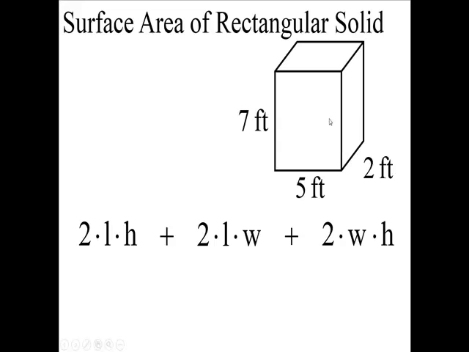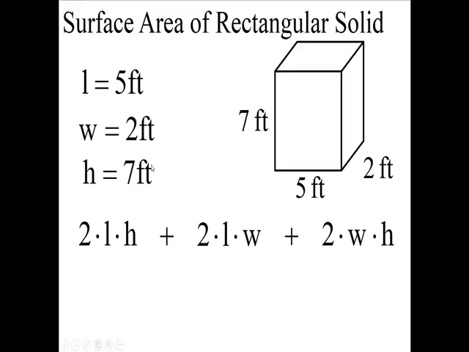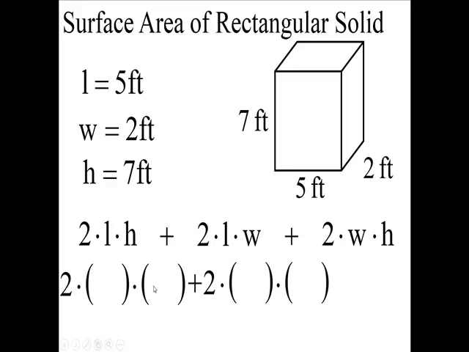Now let's figure out what it would be for this rectangular solid. We are saying the length is 5, the width is 2, and the height is 7. So now what am I going to do? L is 5. We have twice this, and twice this. I'm going to have to write this down here because I don't have enough room over here. L is 5. H was what? 7.